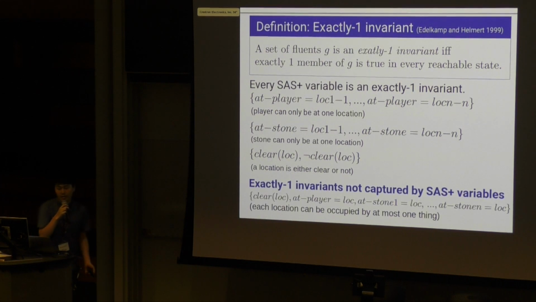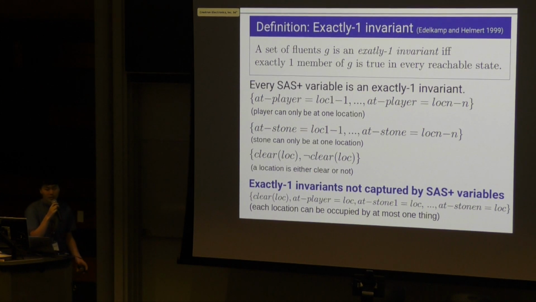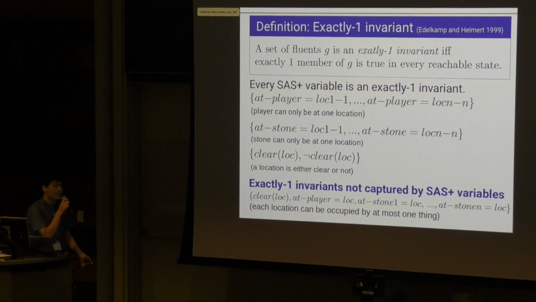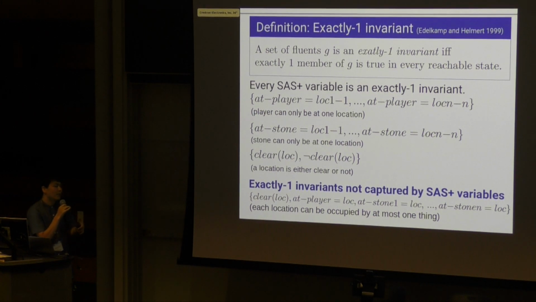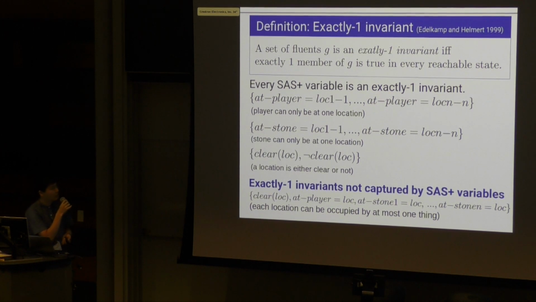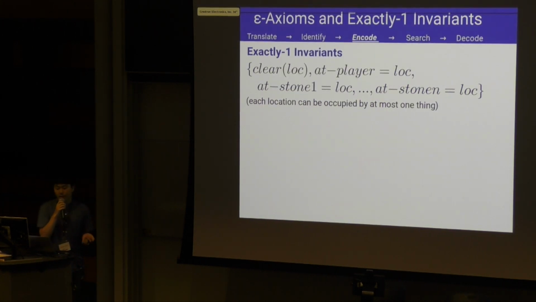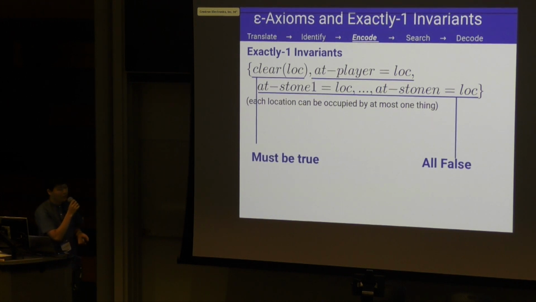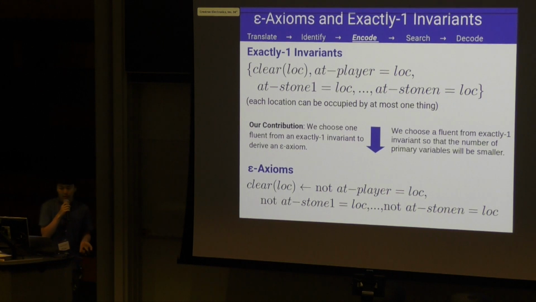But there can be exactly-one invariants that are not captured by SAS+ variables. So for example, in Sokoban, each location can be occupied by at most one thing, so there cannot be a stone and player occupying the same location. And the idea is to turn exactly-one invariants into epsilon axioms. So if you look at the clear variable in the exactly-one invariant, when all the other variables are false, the clear variable must be true because this is an exactly-one invariant. So we find exactly-one invariants using existing techniques and turn them into axioms, which we call epsilon axioms.